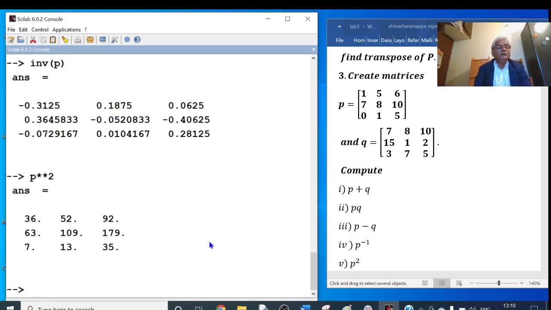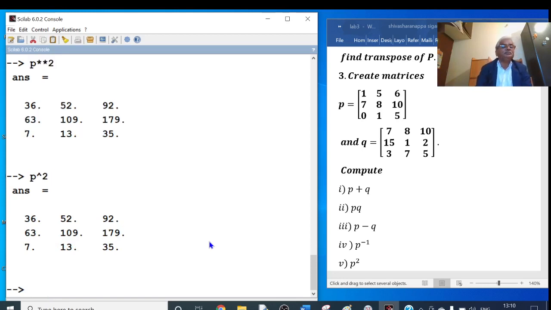I am getting P double star 2. Okay. P cap 2, what am I getting? This is also the same. Yes. And I will write P star P. This is also the same. Yes. That is here P star P, or we can write P cap 2, or we can write P double star 2. Double star is used to raise the power. Okay.